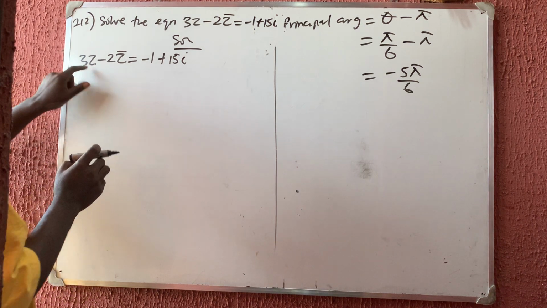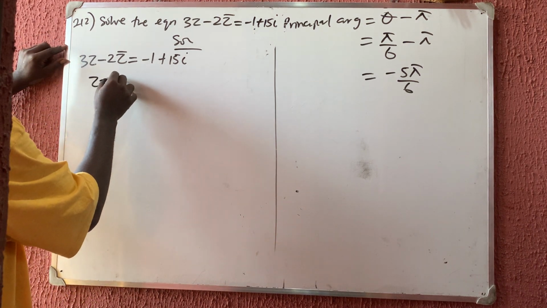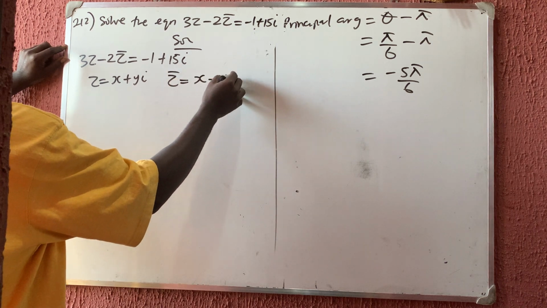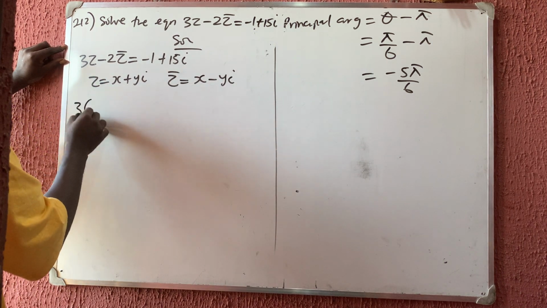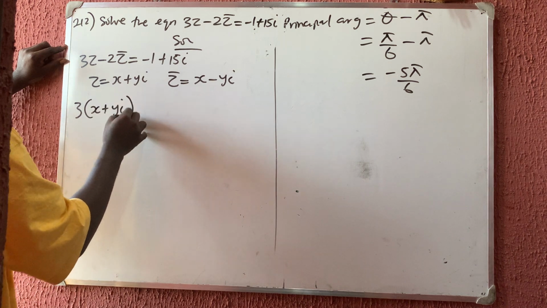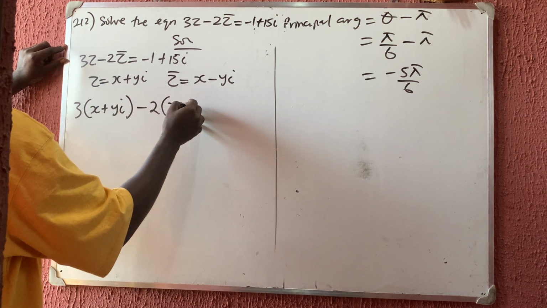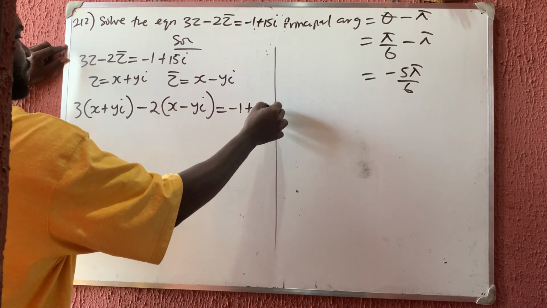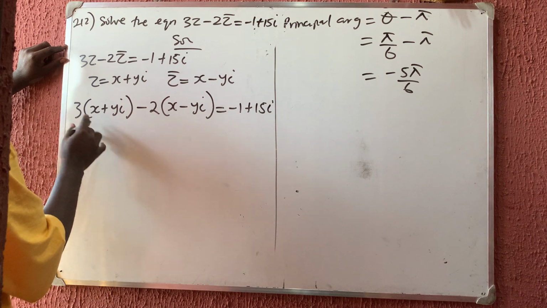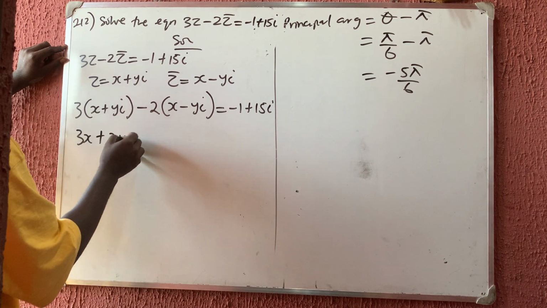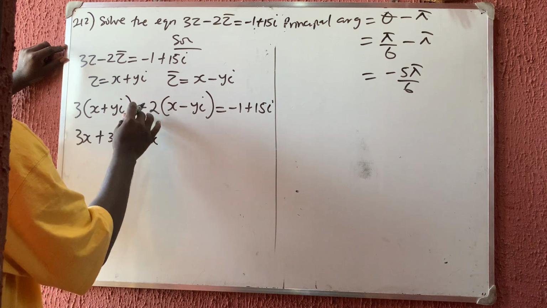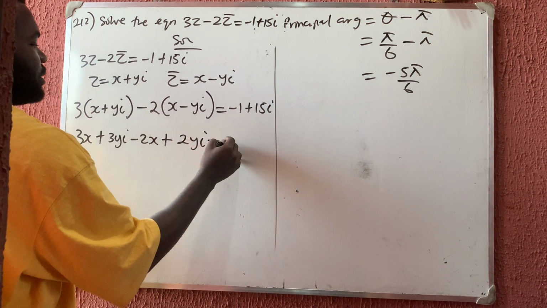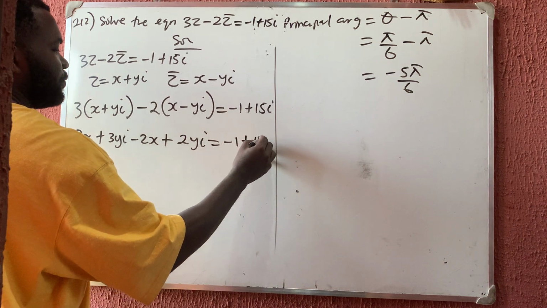So now what is my z? First of all, z is equal to x plus yi. My z bar is equal to x minus yi, the conjugate. So let us put 3 in bracket of x plus yi, minus 2 in bracket of x minus yi, is equal to minus 1 plus 15i. This will give you 3x, this will give you plus 3yi. This will give you minus 2x, this will give you plus 2yi, is equal to minus 1 plus 15i.